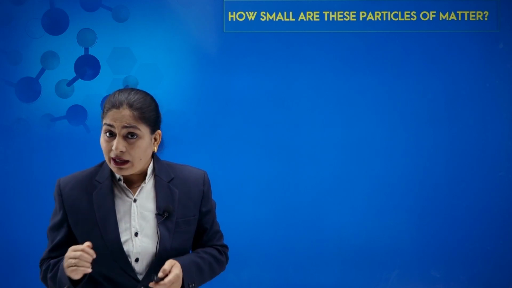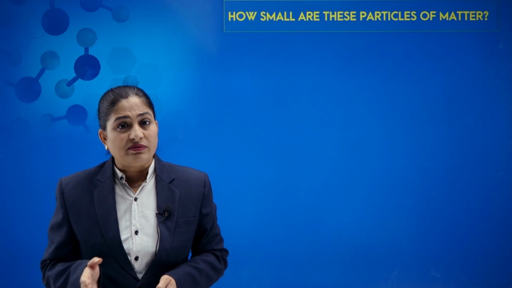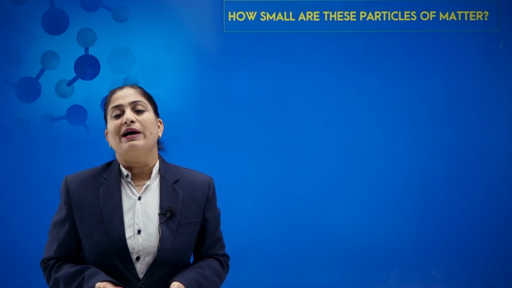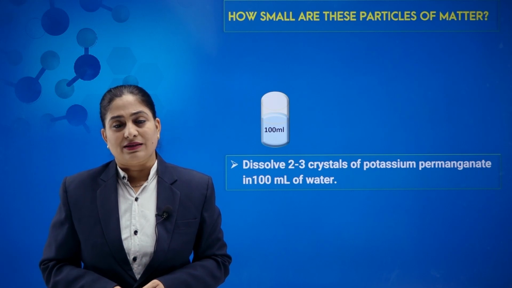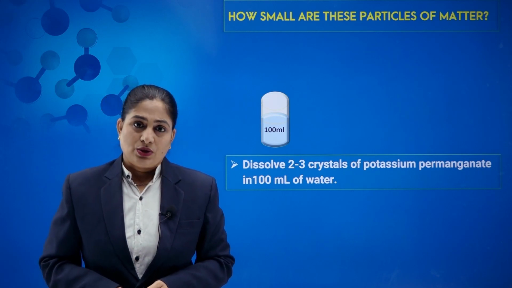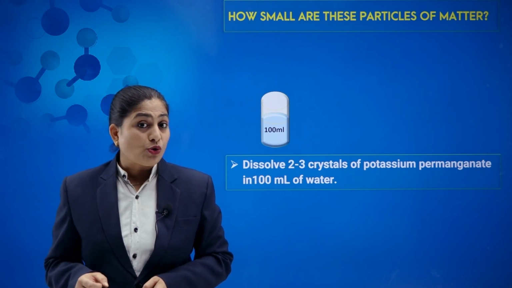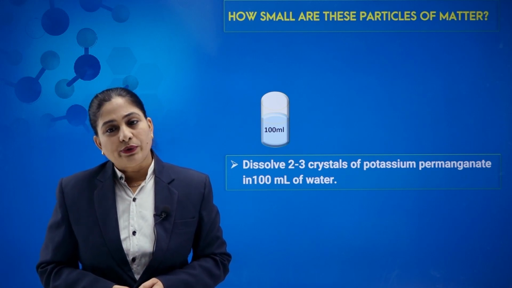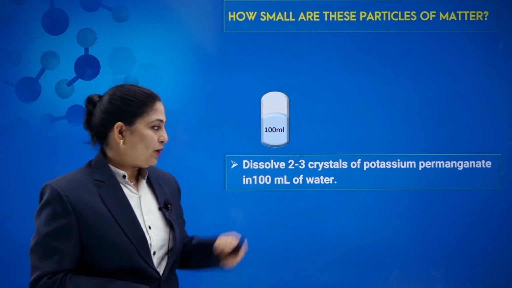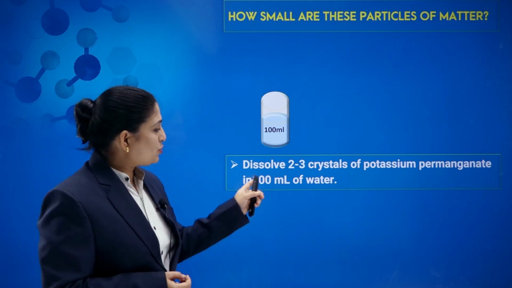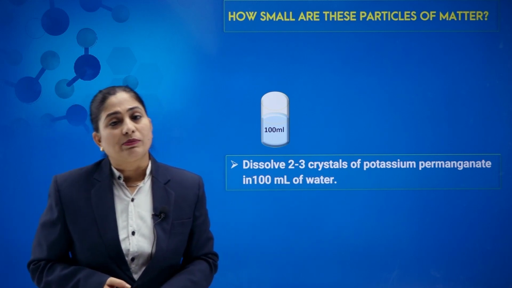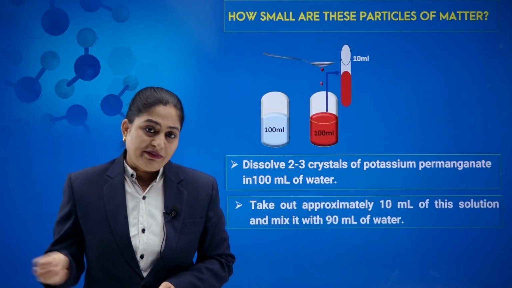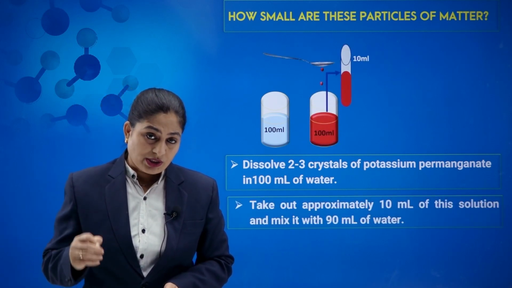So I can say the particles are very, very small, and sometimes even with the help of a microscope we cannot see those small particles. So let us perform another activity to observe how small these particles are. What you do is you take around 100 ml of water and add around 2 to 3 crystals of potassium permanganate to it.